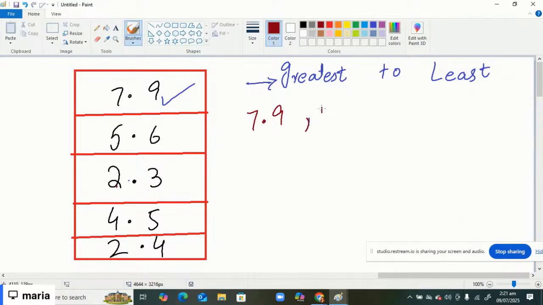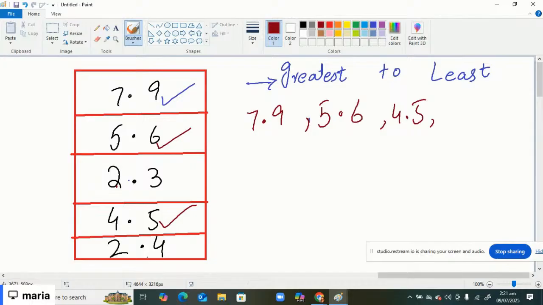Okay, so this is also done. Now let's see the last three digits: 2.3, 4.5, and 2.4. This is 2, 4, and 2. So which one is greater? 4. So 4.5 is greater. After that, now these two digits are left. First one is 2.3 and the other one is 2.4.